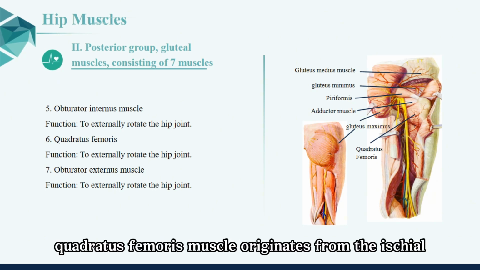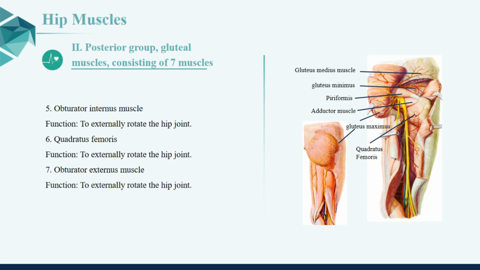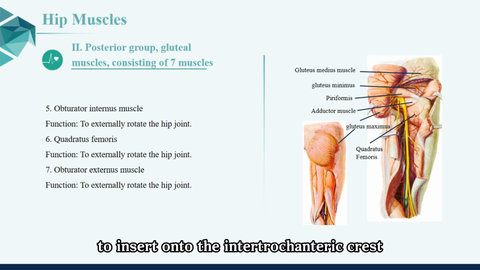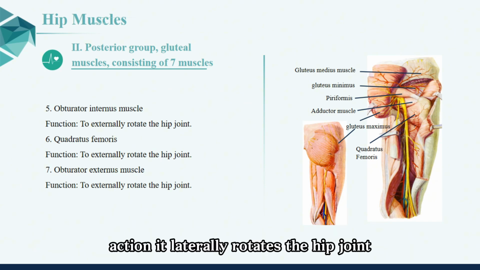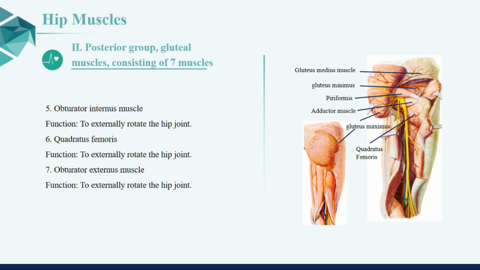6. The quadratus femoris muscle originates from the ischial tuberosity. It passes laterally to insert onto the intertrochanteric crest. Action: it laterally rotates the hip joint.